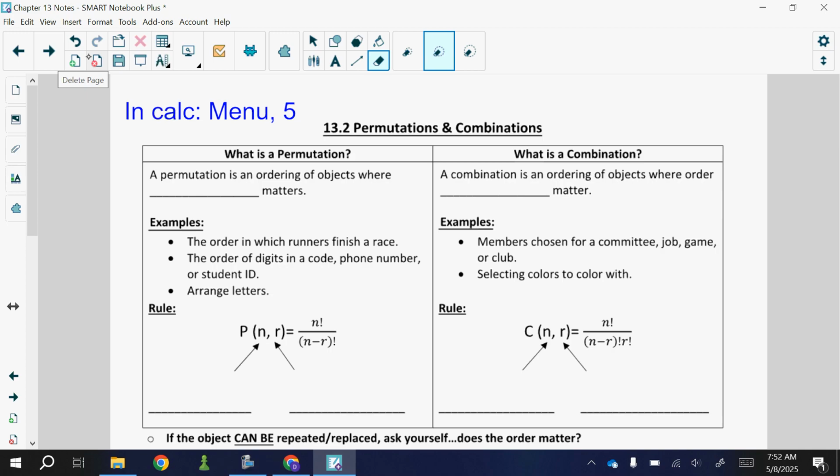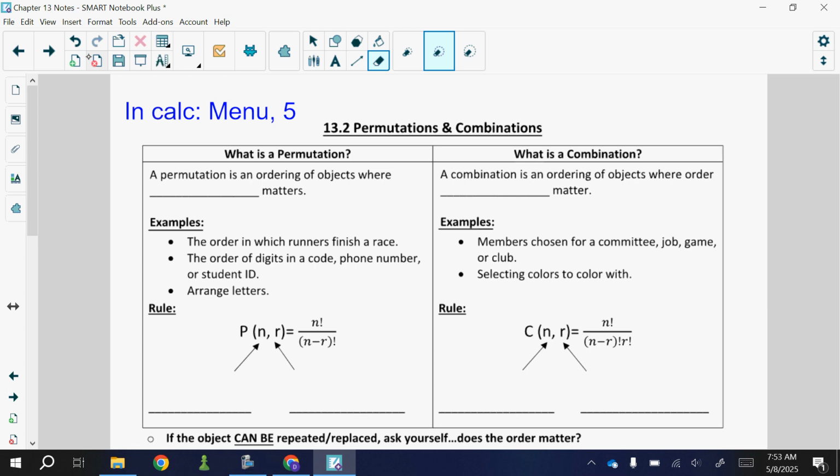Today we're going to be looking at 13.2, permutations and combinations. In 13.1 we looked at sample spaces, which was the amount of outcomes that could happen in a given situation. For permutations and combinations, we're basically concerned about the arrangement of a certain amount of objects. Okay?